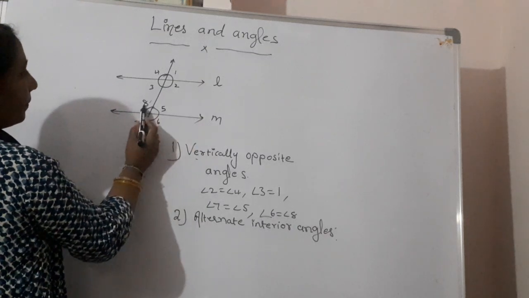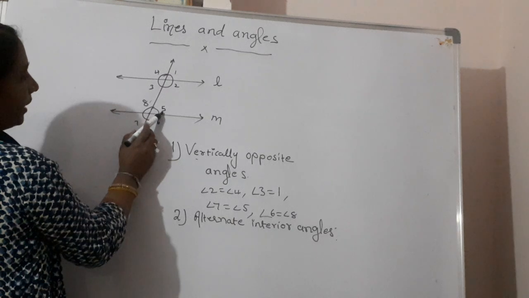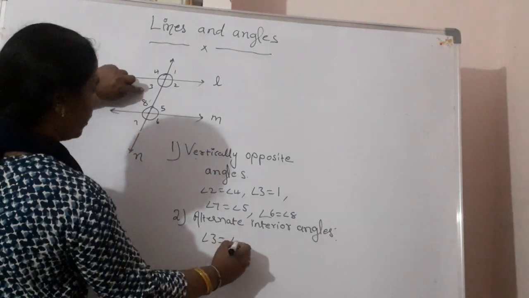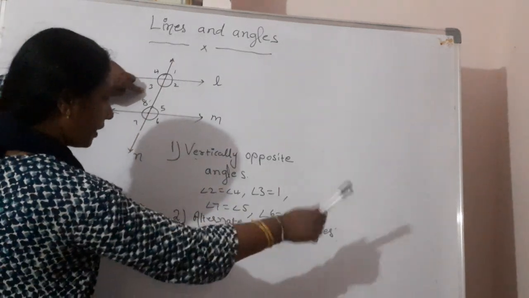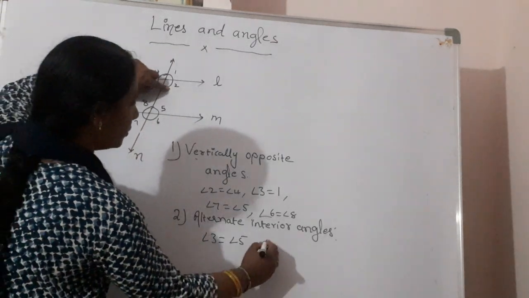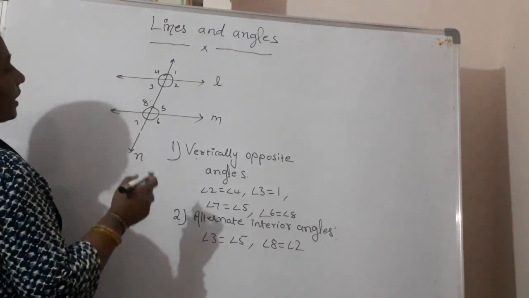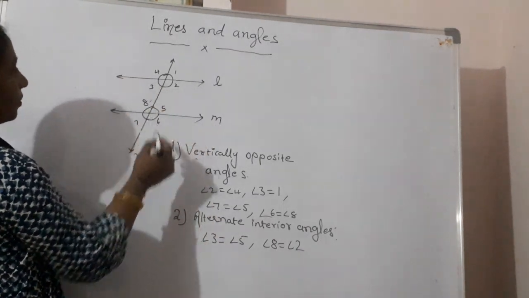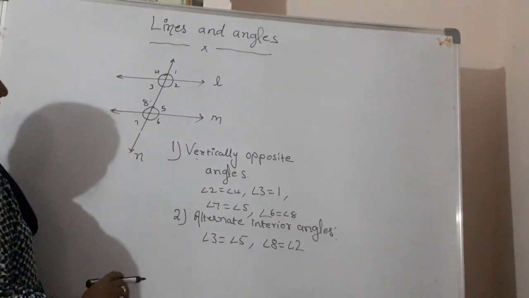So 2 and 8 are alternate interior, and 3 and 5 are alternate interior. So angle 3 equals angle 5. Vertically opposite angles are equal, and alternate interior angles are also equal. Next, angle 8 equals angle 2. Is there any one more pair? No. The condition is they must be interior and opposite. So those are alternate interior angles.